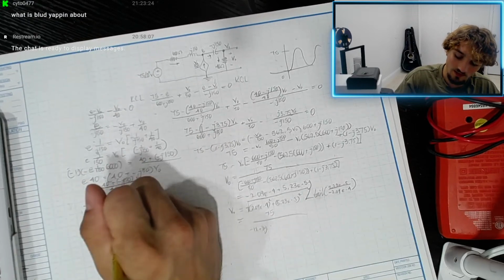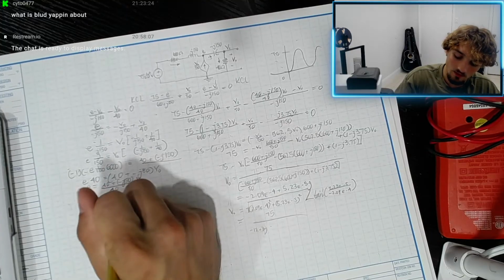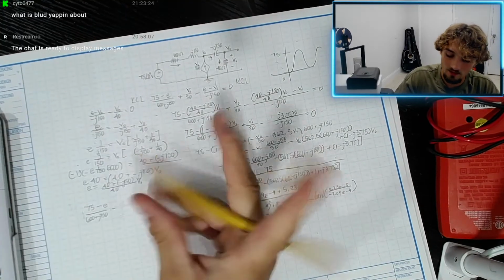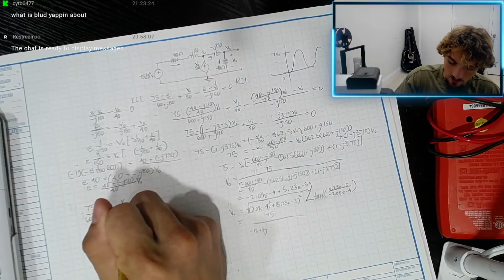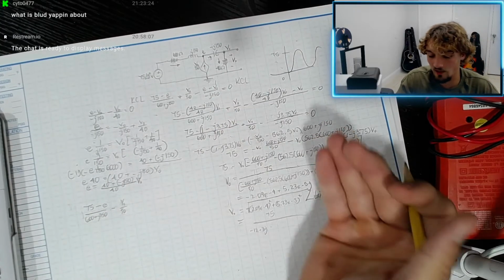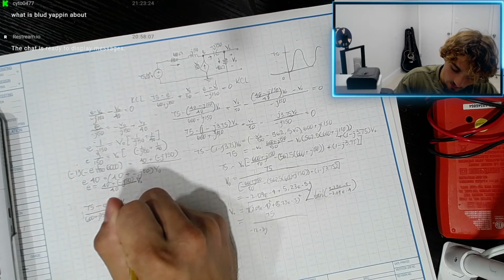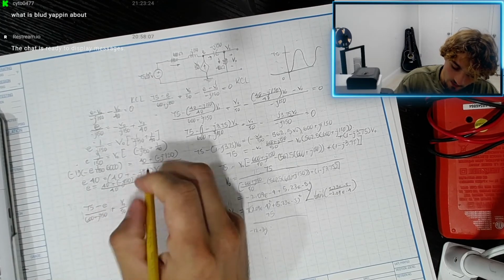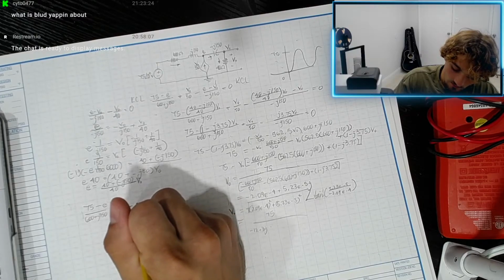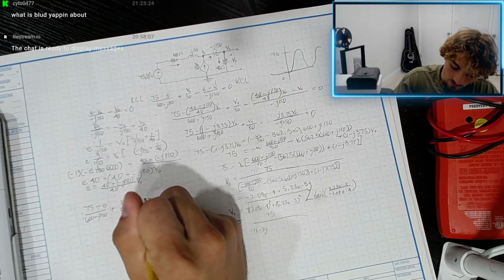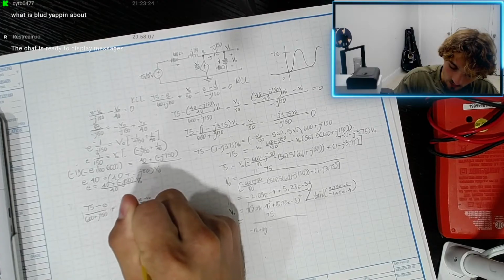Wait, no, not like that. No, I'm an idiot. The way we've been doing it is correct. It's a dependent current source. Right, so minus, plus, minus, E minus V out divided by negative J 150.